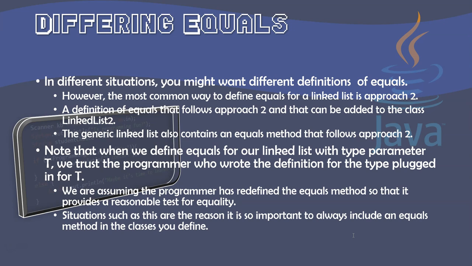Now, these kinds of situations are the reason why it's always important to have an equals method. We saw: always have an equals, always have a toString. This is one of those reasons. When we start having things like type parameters or linked data structures where we need to start doing these tests, this is when that equals method is really going to come into play for us, and it's really important that we have that set up within our classes.